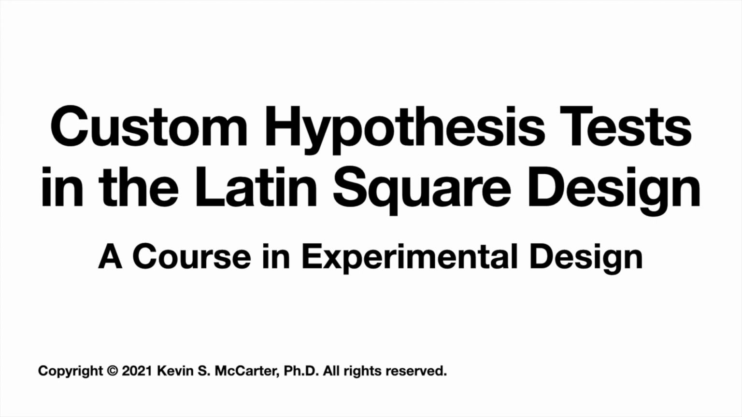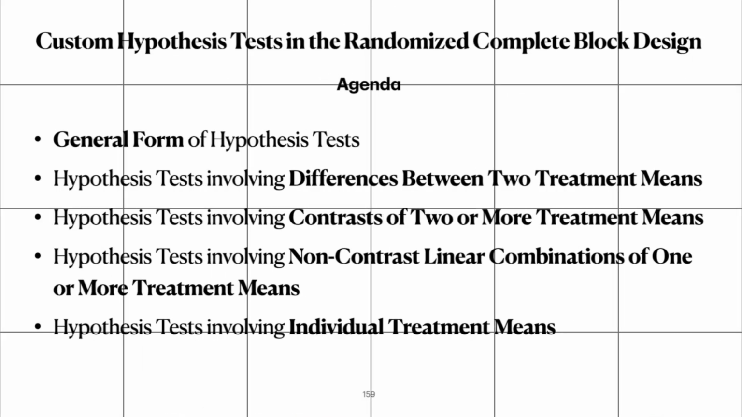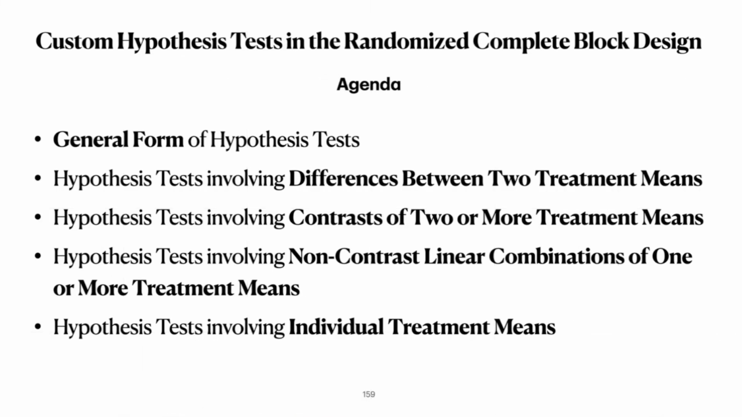In this lecture video, we're going to be looking at custom hypothesis tests in the Latin square design. We'll start by looking at the general form of hypothesis tests that will be available. We'll then look specifically at hypothesis tests involving differences between two treatment means. We'll generalize that then to hypothesis tests involving contrasts of two or more treatment means.